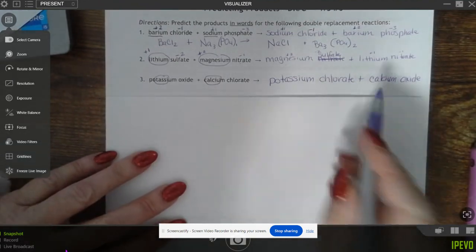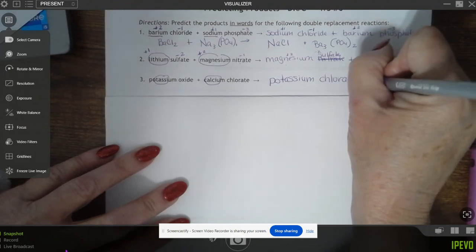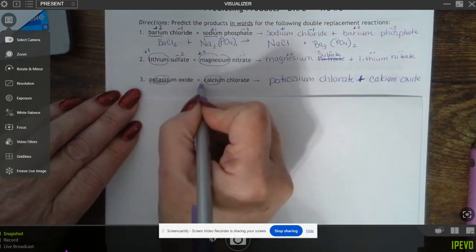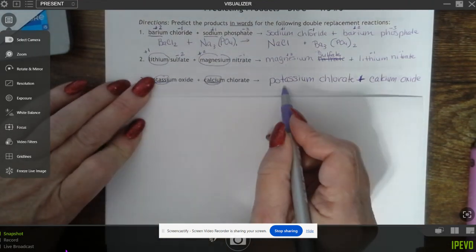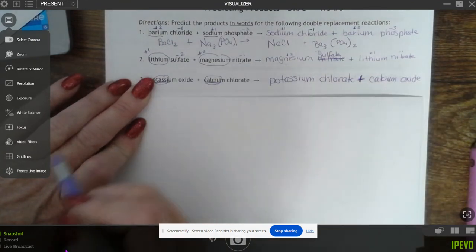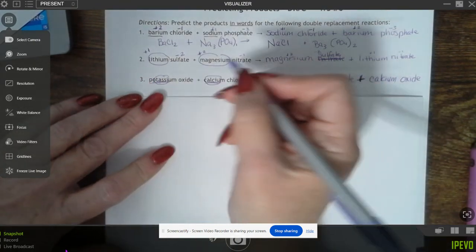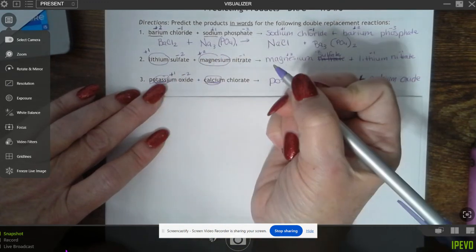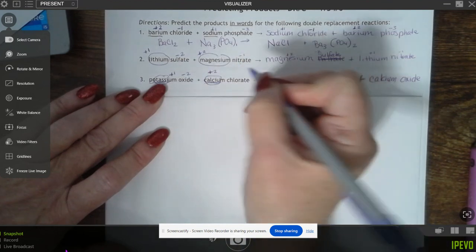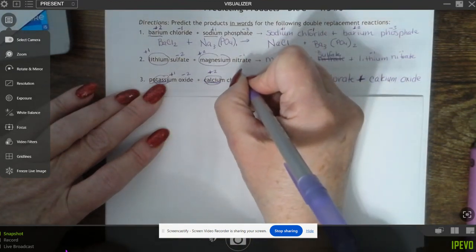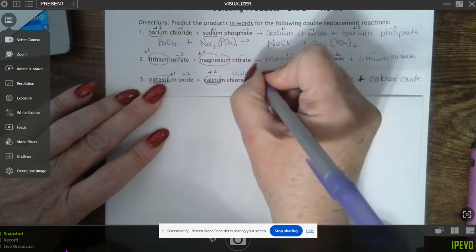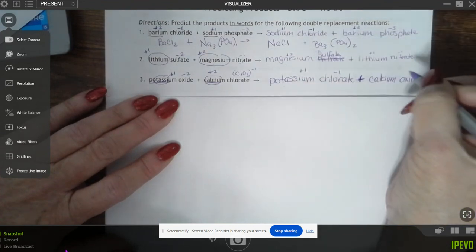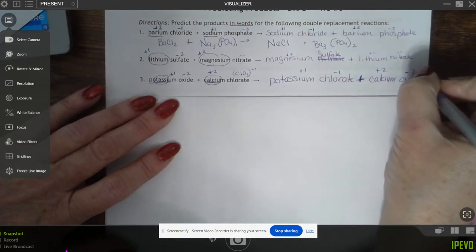Okay, it does not matter which one you put first in terms of the compounds. The only thing that matters is that the metal comes first. So potassium has to be first. Calcium has to be first. Now, if I look at my periodic table, potassium makes +1 ions, oxide -2, calcium +2, chlorate is ClO3, and that's a -1 charge. So we said potassium's +1, chlorate's -1, calcium's +2, oxide's -2.